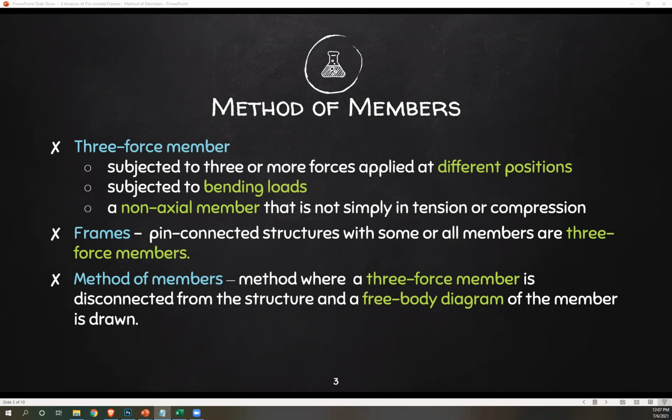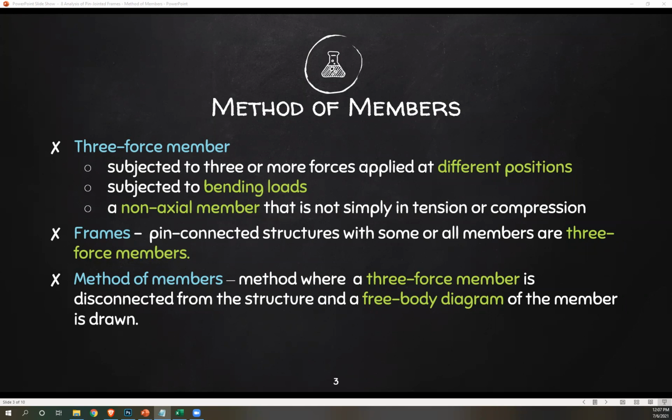Okay, so previously we talked about trusses. Now we have frames. So frames are pin-connected structures with some or all members being three-force members. So not necessarily all members need to be three-force members for it to be a frame. It could just be one member. Later on, I'll show you examples of that.